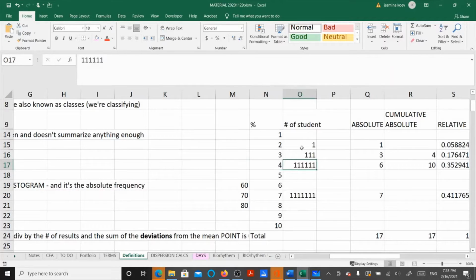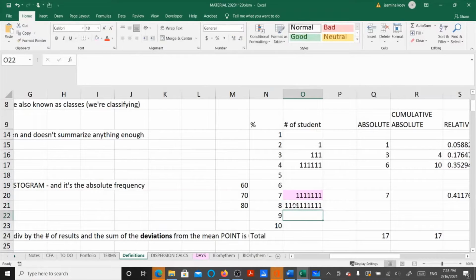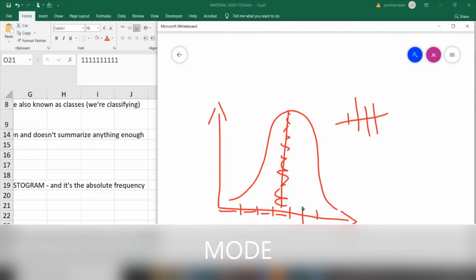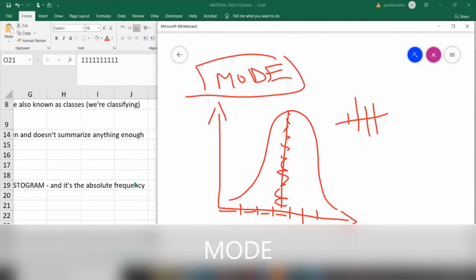So a modal interval is the one that has the most, and in this case it would be 7. If 8 had 1, 2, 3, 4, 5, 6, 7, 8, 9, 10 students that I've counted, and I'm using ones just like old school, where we used to do 1, 2, 3, 4, 5. I'm just counting. So a modal interval in this case would be this one. This has the largest count. The mode, M-O-D-E, of any calculation is the one with the largest count.